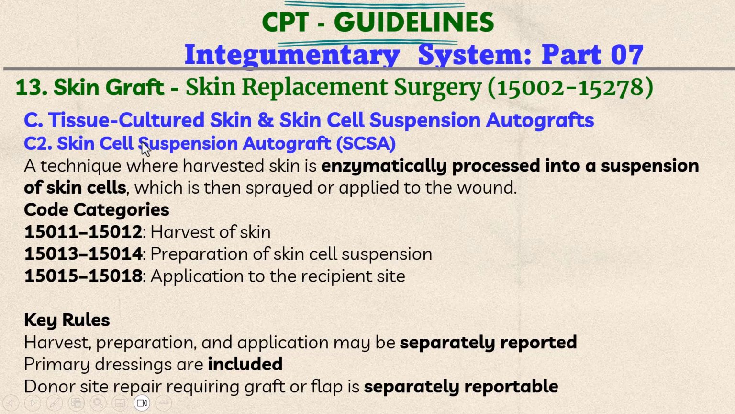Second one is skin cell suspension autograft. Here a technique where harvested skin is synthetically processed into a suspension of skin cells, which is then sprayed or applied to the wound. So code categories include 15,011 to 12, that is harvest of skin, 13 to 14, preparation of skin cell suspension, 15 to 18, application to the recipient site. So here the key rules include harvest, preparation and application may be separately reported and primary dressings are included. Donor site repair requiring graft or flap is separately reportable.